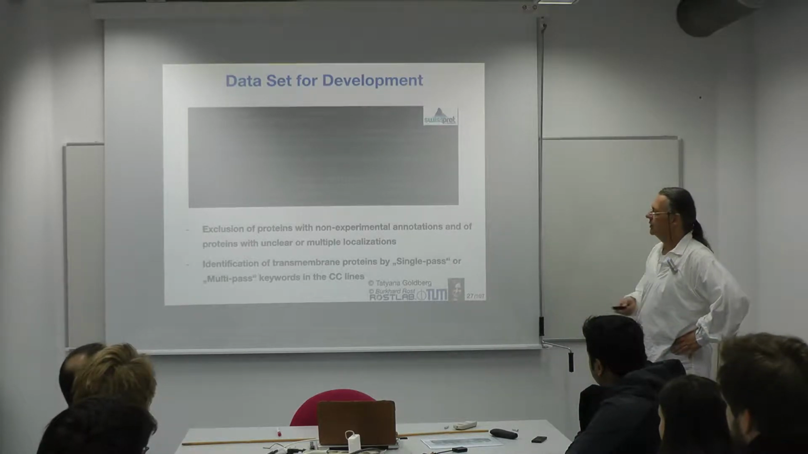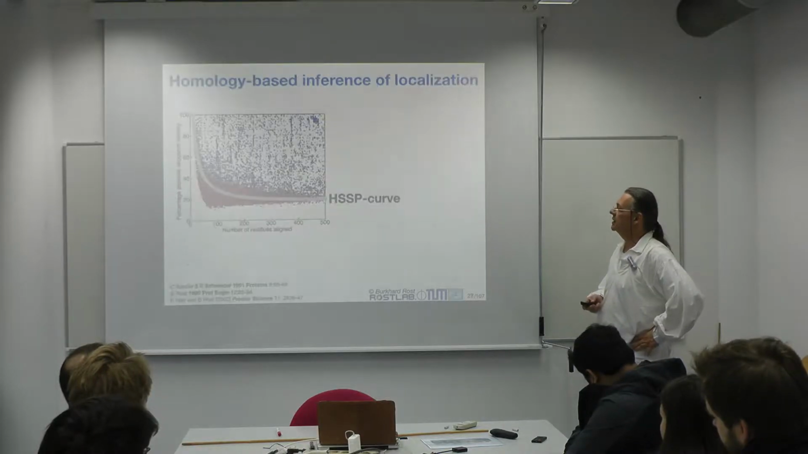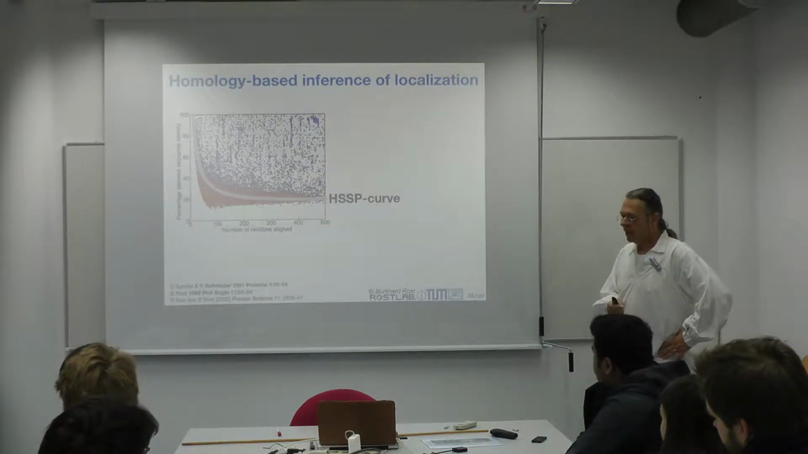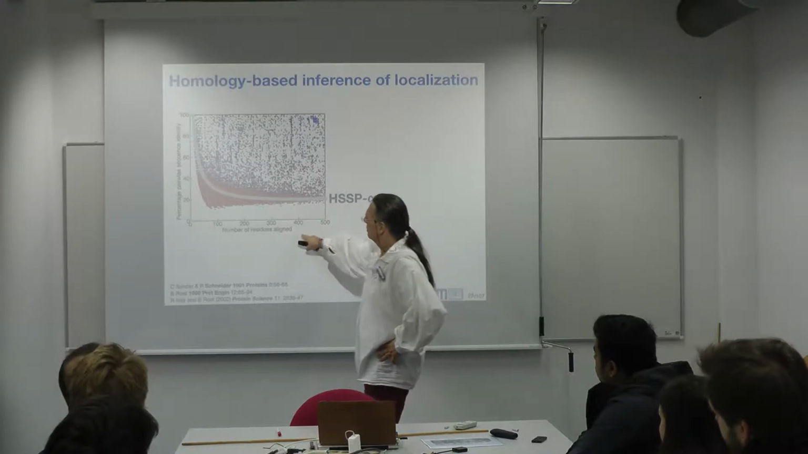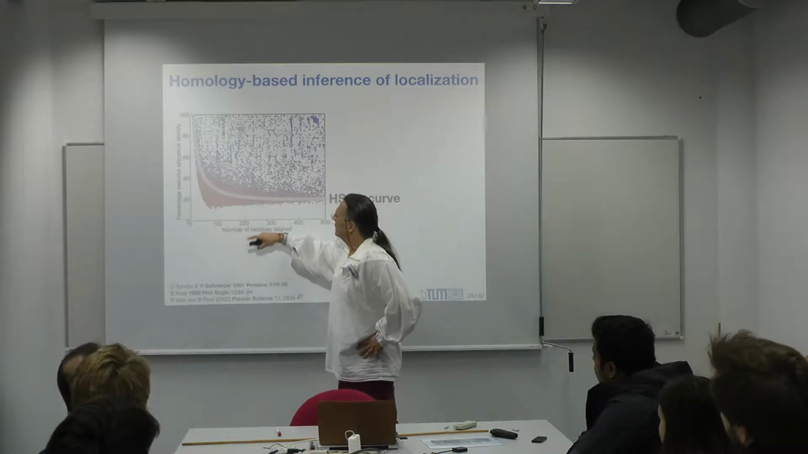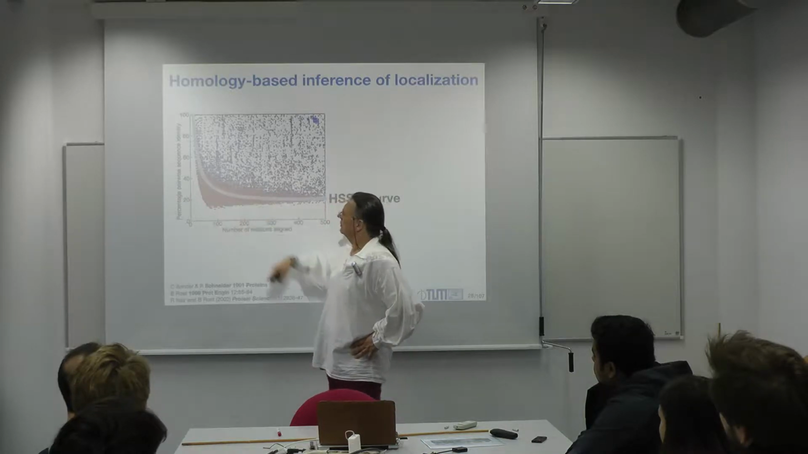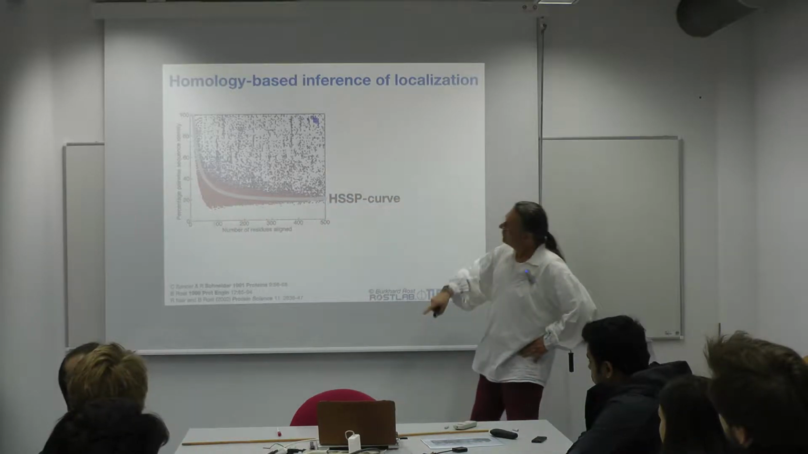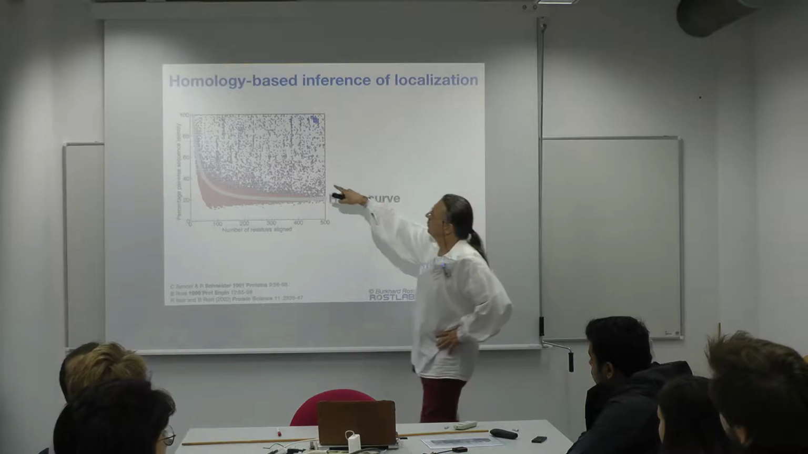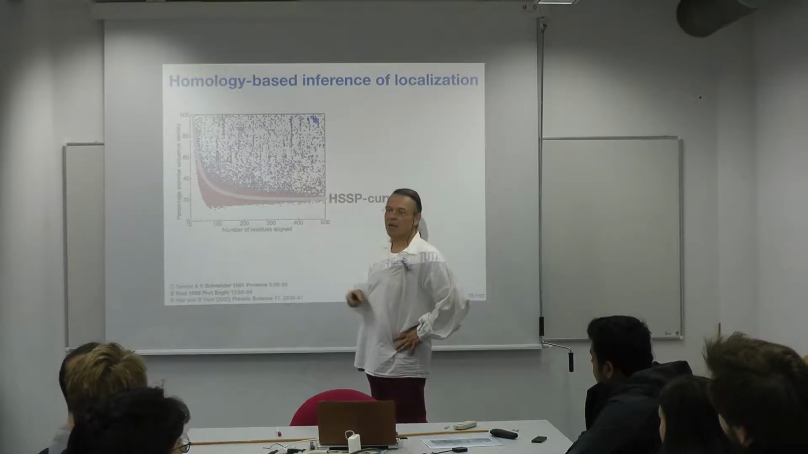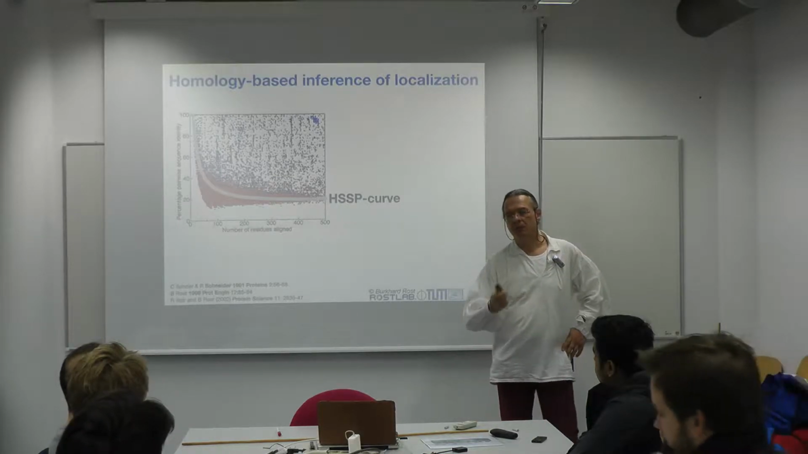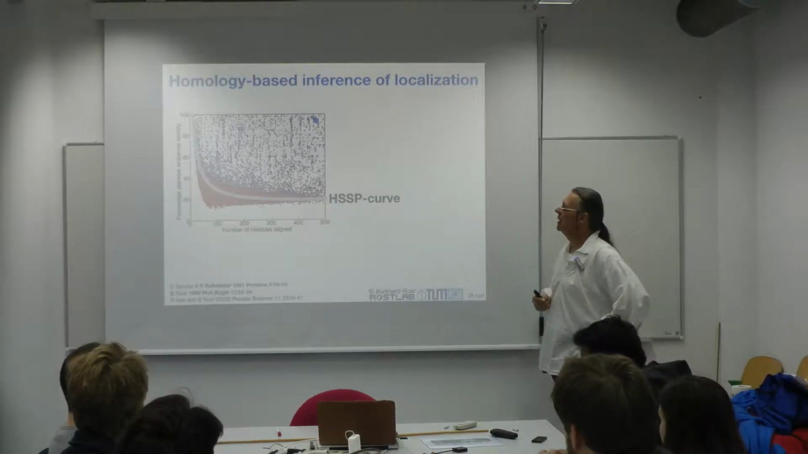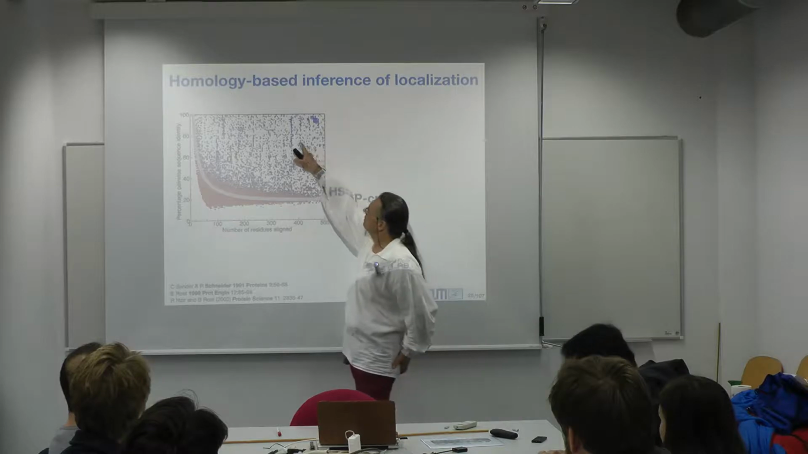And again, we want to sort of identify transmembrane proteins in this. In terms of homology-based inference, we know there's this HSSP curve here, number of proteins aligned versus pairwise sequence identity. Above the curve is HVAL 0, and as you go further up, the blue points here represent pairs of proteins that have the same subcellular localization. The red ones are pairs of proteins that do have different subcellular localization. You see there are red points up here.